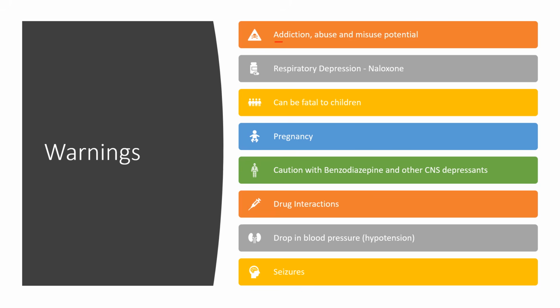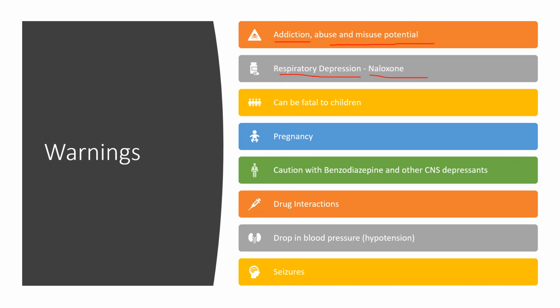Addiction, we've kind of touched on this. Addiction, abuse, and misuse potential is there. Respiratory depression can occur. We talked about that mu opioid receptor, and that can lead to respiratory issues. There is a medication called naloxone, which can reverse the action on the opioid receptor, and it can potentially save your life if you're on this and other medications that put you at high risk of an accidental overdose. That is something you want to talk to your doctor or pharmacist about.